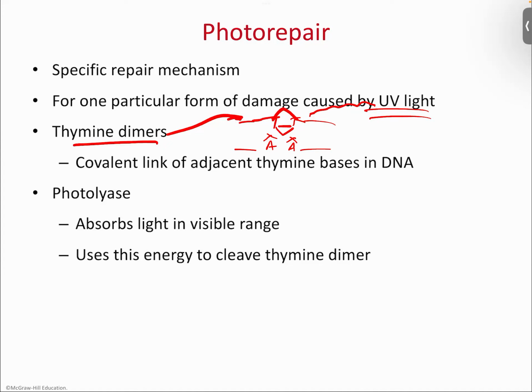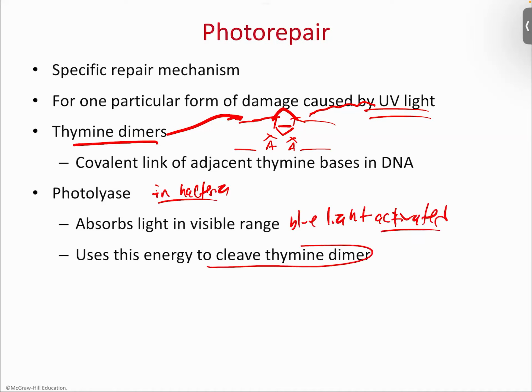Now in bacteria, there's an enzyme called photolyase. It's actually activated by light. It's actually blue light activated. And what it'll do is come in and actually cleave that covalent bond and restore order.